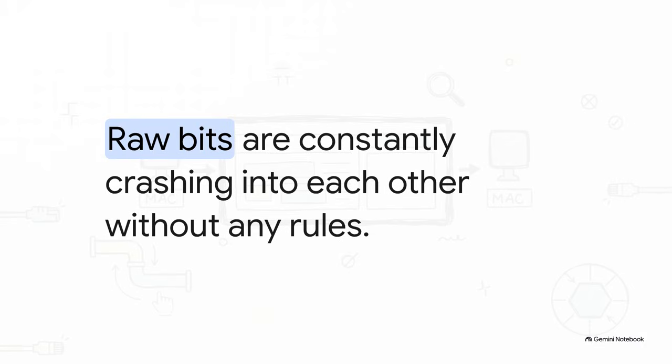Without rules, you literally just have raw ones and zeros constantly crashing into each other. Without some sort of organization, those raw bits just collide, get completely mangled, and basically get lost in the local network. And what that means is, well, we desperately need a system to manage the madness before any meaningful communication can actually happen between our computers.